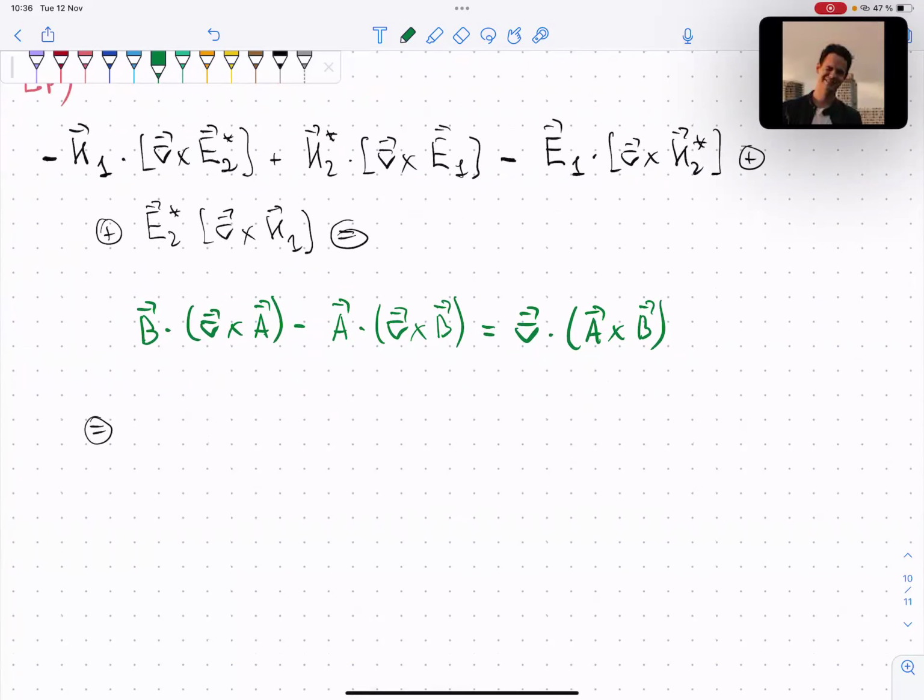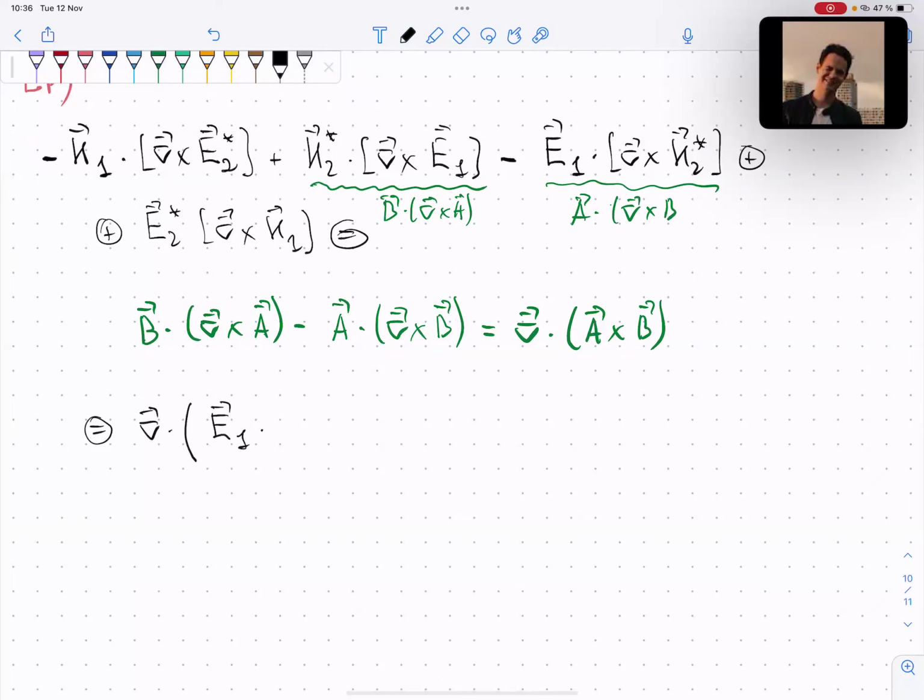For example, this guy is B times curl of A, and this guy is A times curl of B. So we have here the divergence of E1 times H2 conjugated plus, also we can look at this and this term, and we have here E2 conjugated times H1. This is the left part.